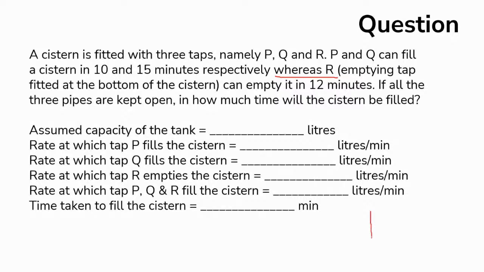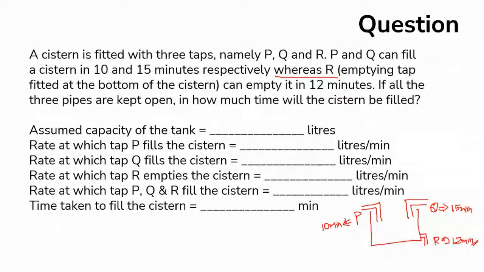So, for example, I try to draw it here. I take this as the P pipe, and this can fill the cistern in 10 minutes. And this I write as the Q pipe, and this can fill it in 15 minutes. And there is a last pipe, which is the R pipe at the bottom, and this can empty the cistern in 12 minutes. If all the three pipes are kept open, they have asked.